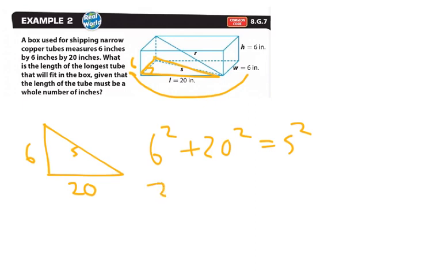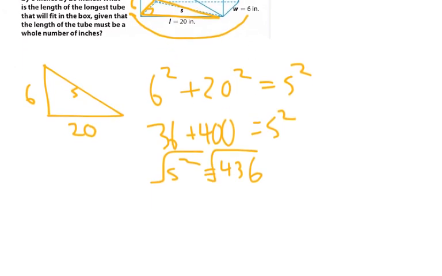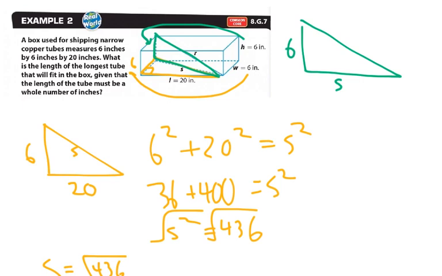And so I have 36 plus 400 is equal to S squared. S squared equals 436. Take the square root of both sides. And actually what I'm going to do, pro move here, I'm going to say S is equal to the square root of 436. There's a reason why I'm doing that, because I now know what S is, and that's part of this other triangle I need to find out. This other triangle is S, and then the height, which is still right there, 6, and then R.